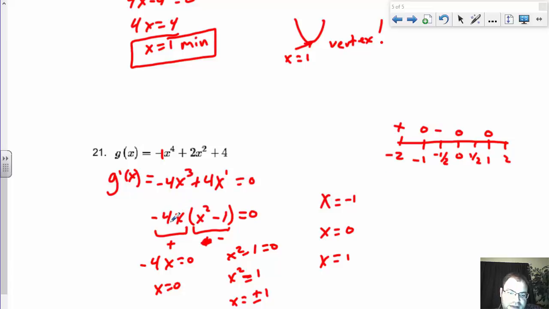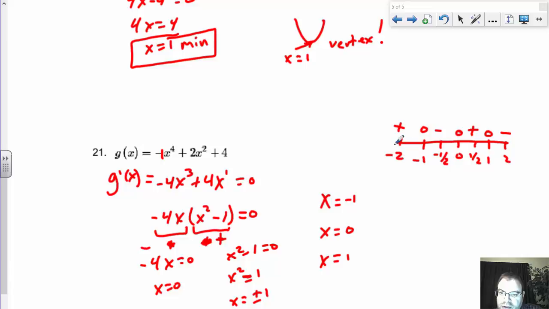If you plug in a +0.5, that'll give me a negative here. And then a +0.5 again is going to give me a fourth, and that's going to give me another negative. So a negative times a negative, this time it'll be a positive. If I plug in 2, that'll give me a negative and a positive. And that'll give me a negative.